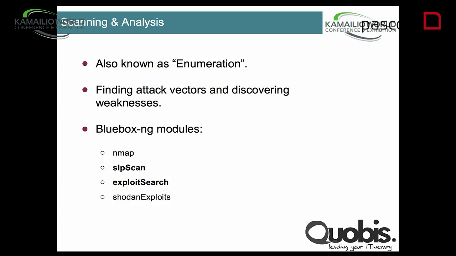So we try to find attack vectors and discover weaknesses about our target. Some modules we have for this: SIP scan to scan the SIP services to try to find out if they have Asterisk or other SIP servers. We can also use Nmap to know what other services they have, and then, for example, exploit search or Shodan exploits to search for specific versions, what vulnerabilities they have, and if there are some exploits we can use.